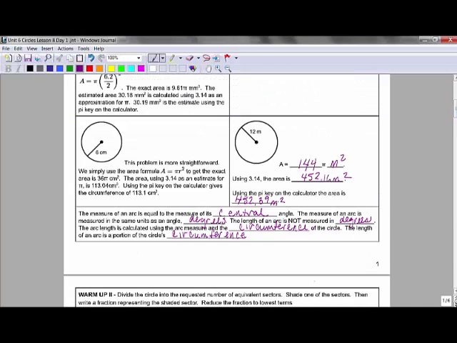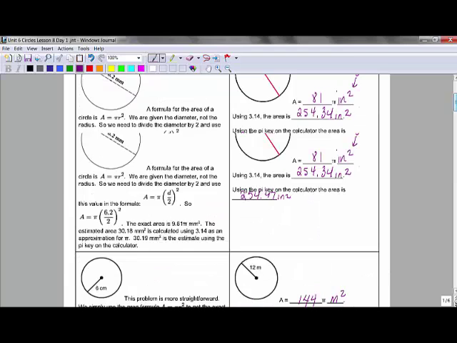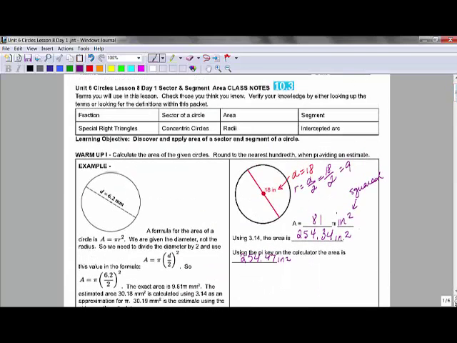Okay, we're looking at Lesson 8, Day 1. Again, putting some old topics together. New today, we are going to be using area of a circle. And there is only one formula for the area of the circle, unlike circumference, where we had the two formulas.